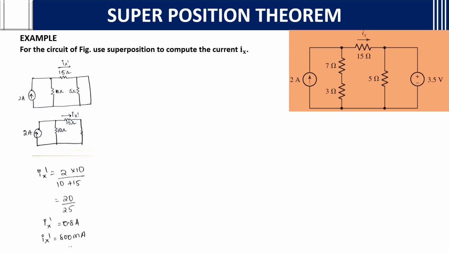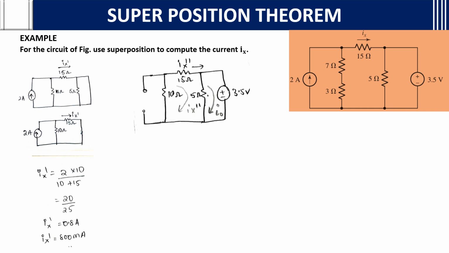If you want Ix dash in 15 ohms, what can we do? Again apply the current dividing rule. It's very easy. Ix dash is equal to the total current, how much is it going? 2 amperes. 2 into, we want the current in the 15 ohms, so we should not consider this resistance, we need to consider the opposite, so into 10 by 10 plus 15. Then you will get Ix dash equal to 800 milliamperes. Now we got one effect, the current source effect on the network.